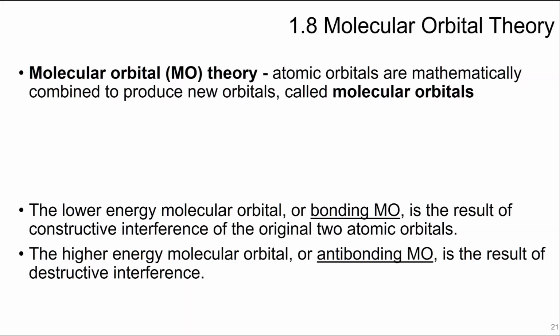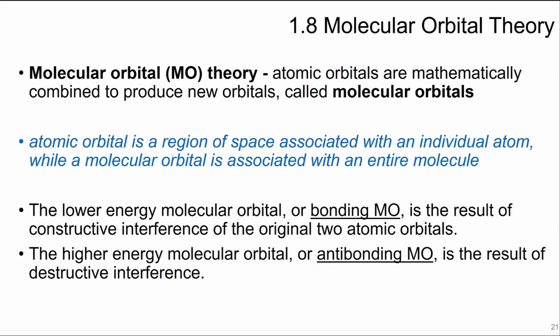Okay, so the second part of chapter 1 starts with molecular orbital theory, and that is when atomic orbitals are mathematically combined to make new orbitals called molecular orbitals. So this is really multiple parts depending on how many atoms are in your molecule. But an atomic orbital deals with just one atom. The molecular orbital is dealing with the whole entire molecule.